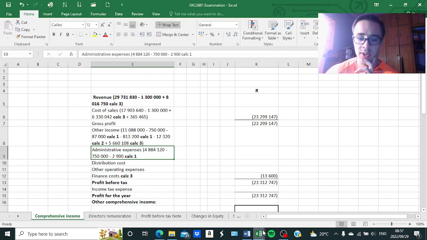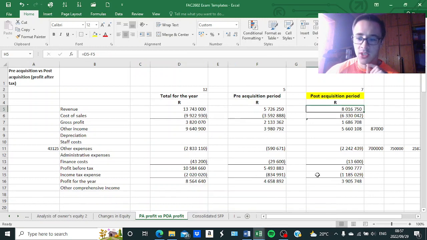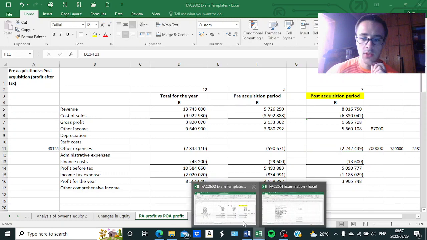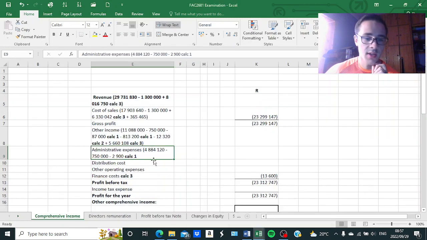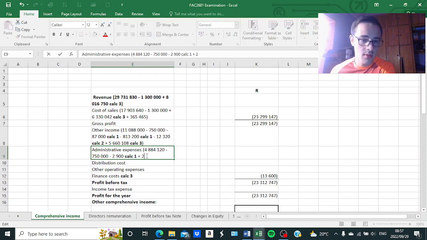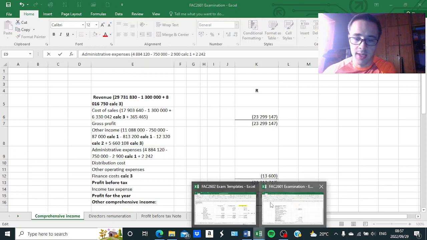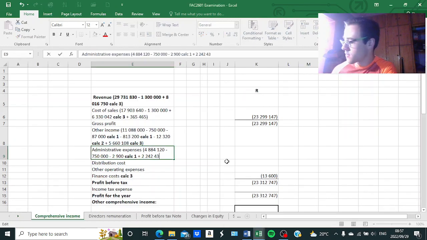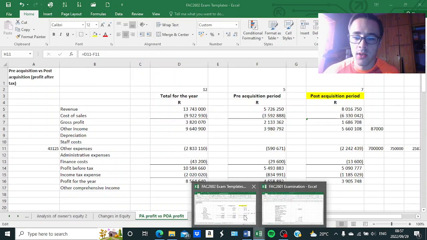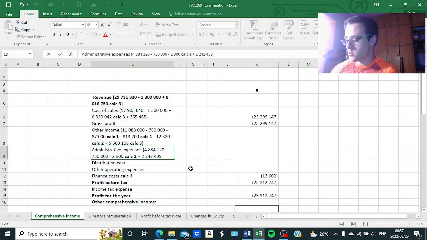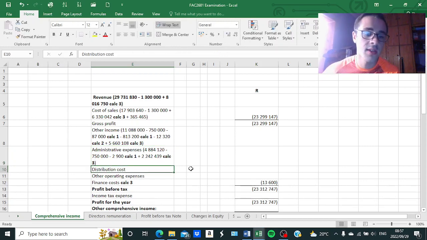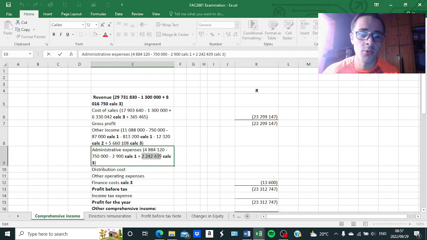Then for other expenses, which will actually be your administrative expenses, it will be 2,242,000. Let me just calculate this. 242,439. That is according to calculation 3. Also keep in mind that this amount right here includes the unrealized depreciation, which we have eliminated, as well as the intergroup lease payments that we also have eliminated already.